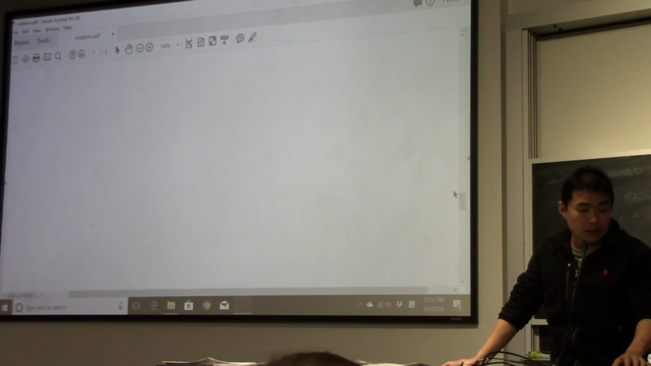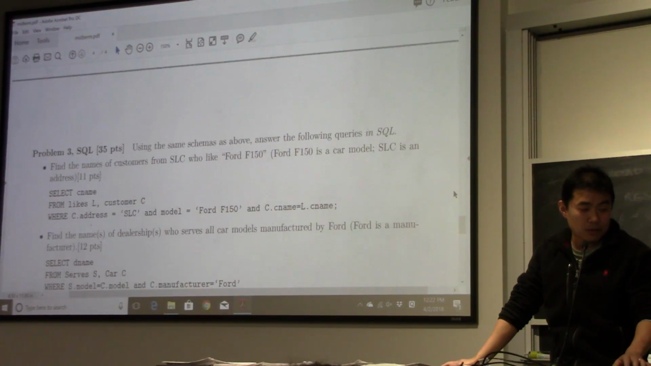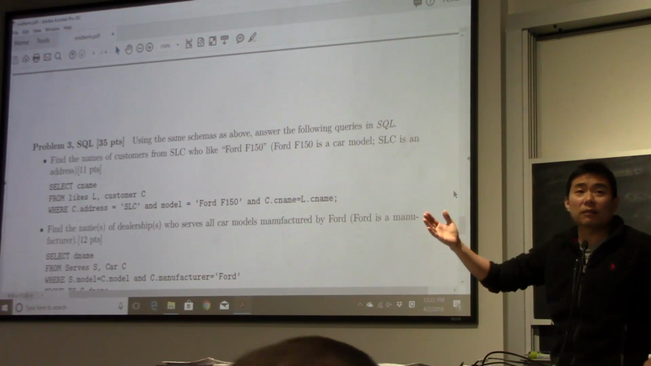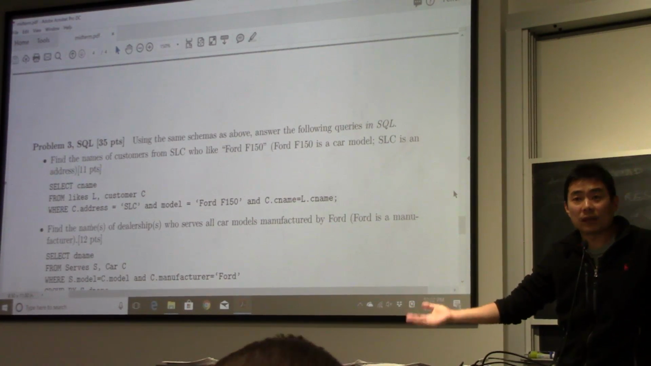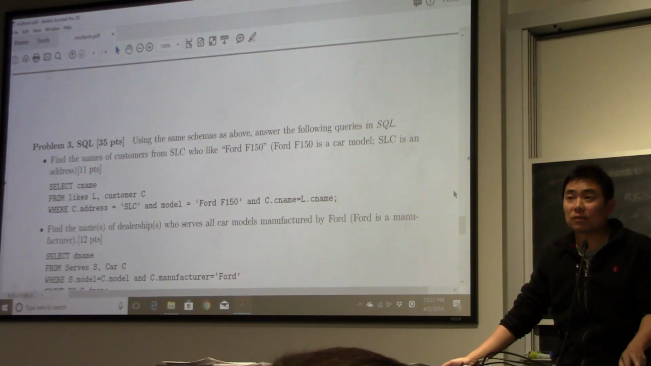Moving on to the last problem, homework 3 SQL. The first one, I mean, it's so trivial. I mean, if you cannot get this right, I don't know where to start. Right? So I will skip that.